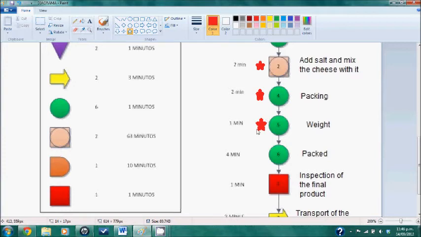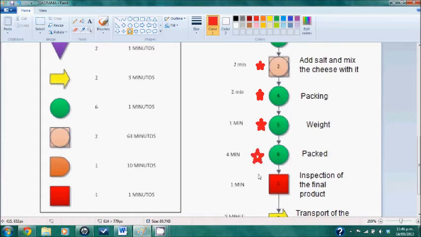After packing the matter, we have the next step, that is the weight. In this step, the mass that is already packed is weighed in a special balance. When the weight is correct, then we pass it to the next step, that is packed.